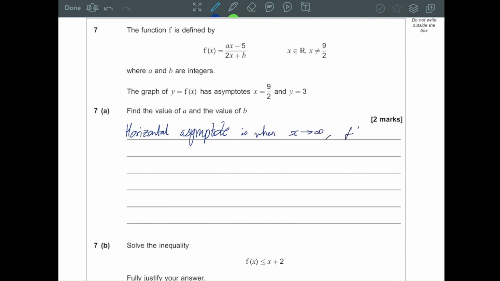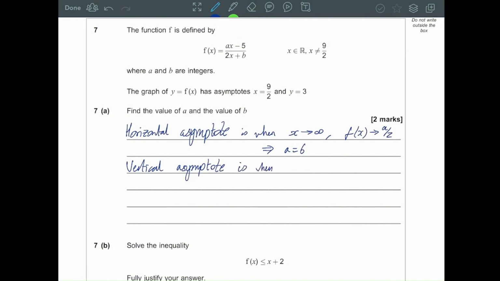And in that case, f of x is tending towards, well, if x goes to infinity, the -5 and the plus b don't do anything. The x's can cancel, so it tends to a over 2. But we know that that horizontal asymptote is y equals 3, so a equals 6. This is only a 2 marker, so I'm giving way too much explanation to this. You'll get 1 mark for A, 1 mark for B. Don't really care about anything else.